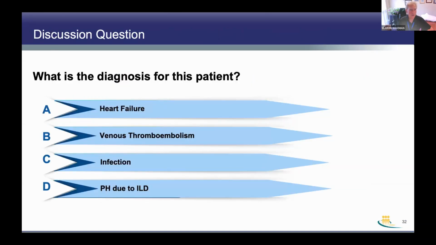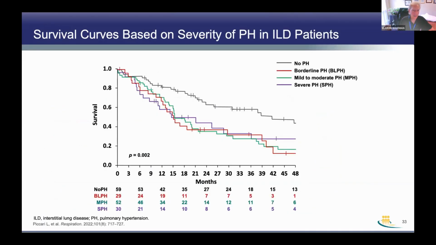So, easy question, what is the diagnosis for this patient? And I think we now have confirmed the diagnosis of pulmonary hypertension due to interstitial lung disease. So how does this impact the patient?